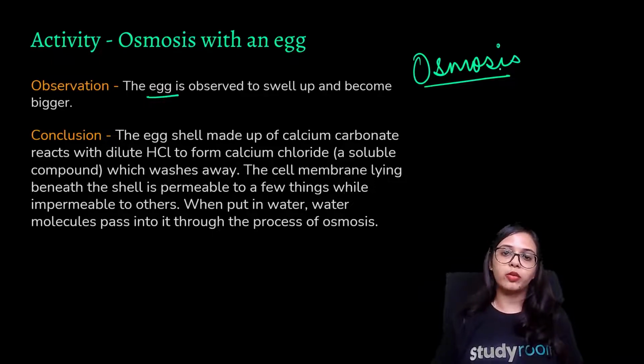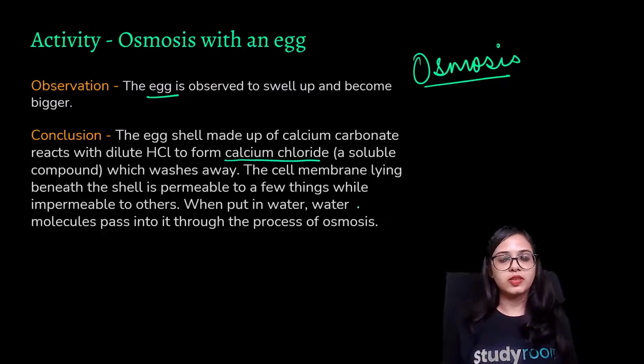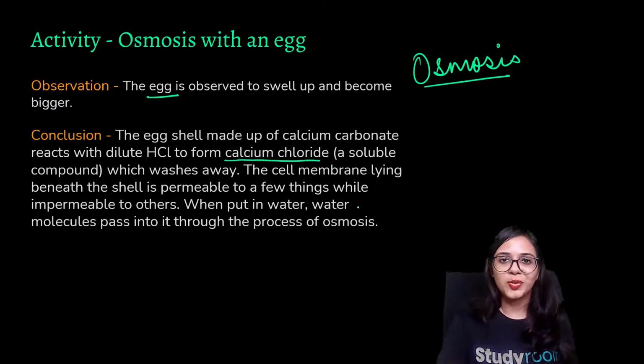So the eggshell made up of calcium carbonate reacts with hydrochloric acid or HCl to form calcium chloride, a soluble compound which washes away. The cell membrane lying beneath the shell is now permeable to a few things while impermeable to others, and when put in water, osmosis happens, and that is why the egg is observed to swell up.